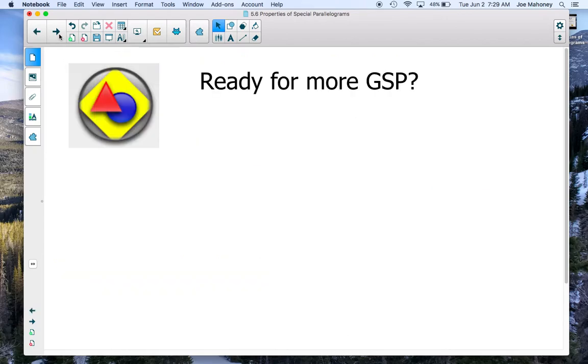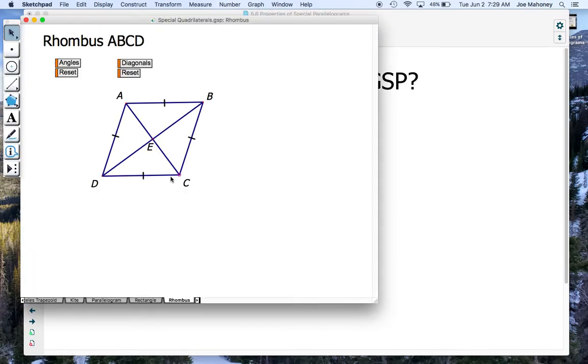So let's talk about some rhombus things, a little bit more Geometry Sketchpad. Here we go. Let's go to our rhombus. So I got rhombus ABCD here. And I want to take a look at some of the angles of the rhombus. Let's click the angles and see what happens. Ooh, that was interesting. What'd you notice? So you saw that green one, that purple one pop up, and it kind of rotated a little bit. So those angles are congruent to the others.